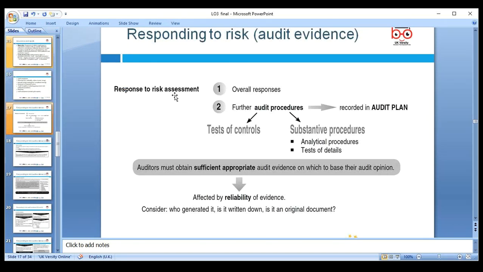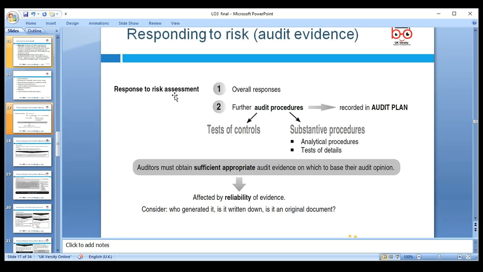Okay, next we're looking at responding to the risk. Audit evidence: respond to the risk assessment with an overall response, audit procedures and an audit plan. These include tests of control, substantive procedures, and analytical procedures. The auditor must obtain sufficient appropriate audit evidence on which to base their audit opinion.